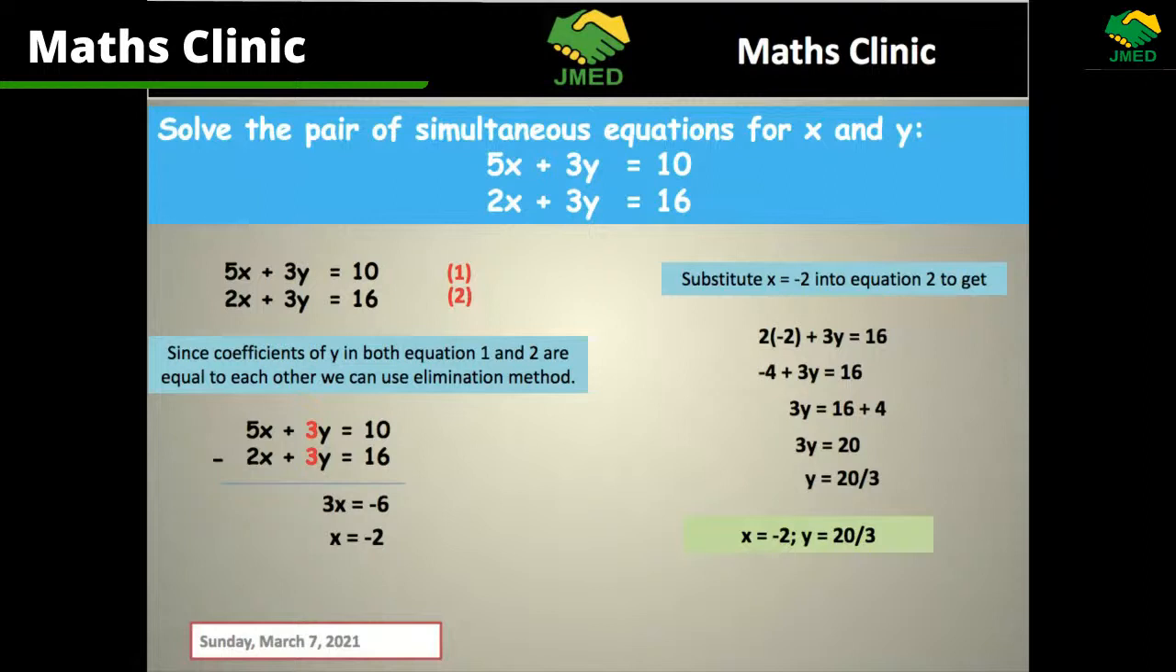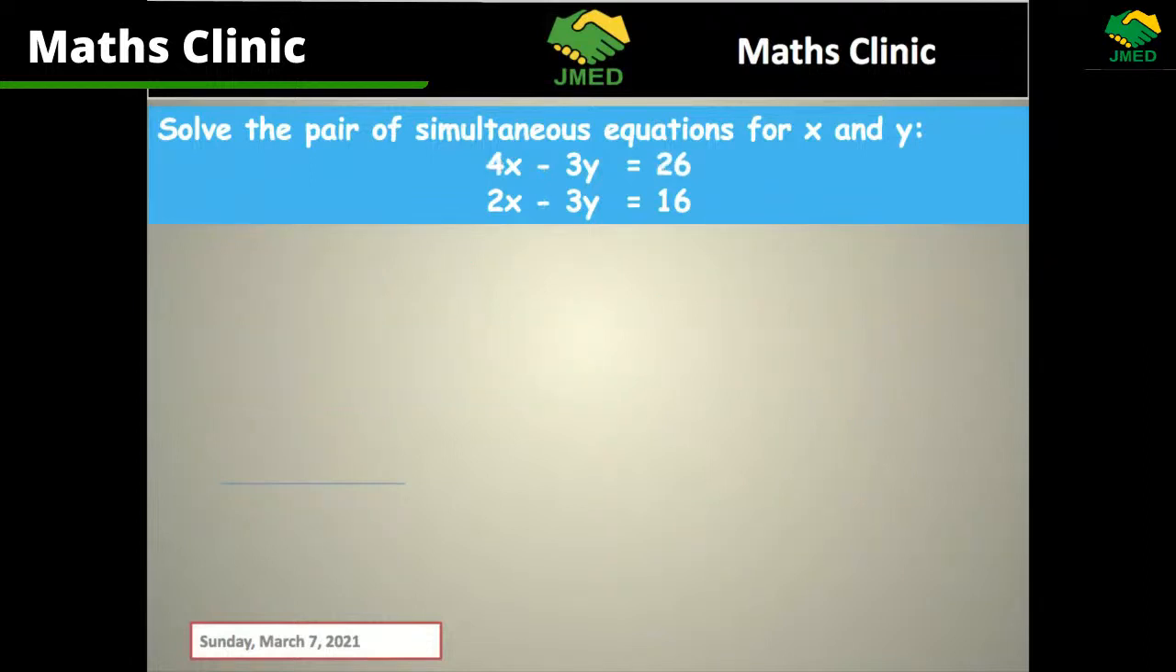When x is minus 2, y is 20 over 3. And this is the specific pair of numbers that will make these equations work. Let's carry on. Another example.